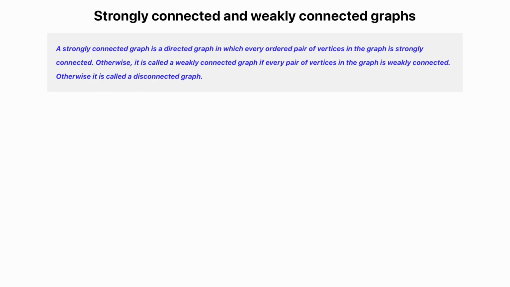In a directed graph, an ordered pair of vertices (x, y) is called strongly connected if a directed path leads from x to y. Otherwise, the pair is called weakly connected if an undirected path leads from x to y after replacing all of its directed edges with undirected edges. Otherwise, the pair is called disconnected. A strongly connected graph is a directed graph in which every ordered pair of vertices in the graph is strongly connected. Otherwise, it is called a weakly connected graph if every pair of vertices in the graph is weakly connected. Otherwise, it is called a disconnected graph.